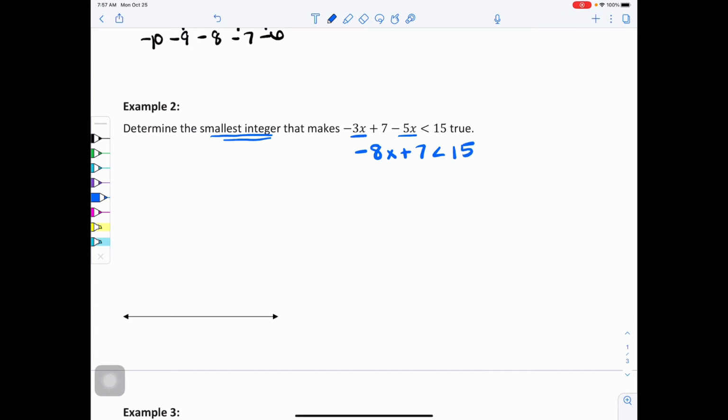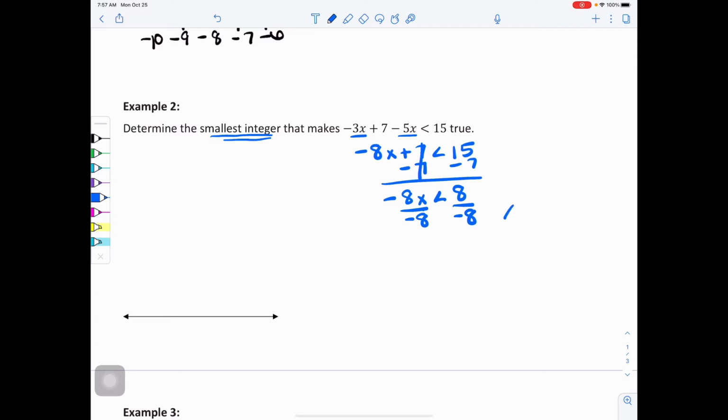I would then look for variables on both sides. I don't have any, so I'm going to undo my addition by subtracting. So I'm going to get rid of that adding 7 by subtracting 7. So I get negative 8x is less than 8. Then I'm going to try to get x by itself. This is a multiplication problem right now, so I'm going to undo multiplication by dividing. Always make sure you divide by your coefficient.